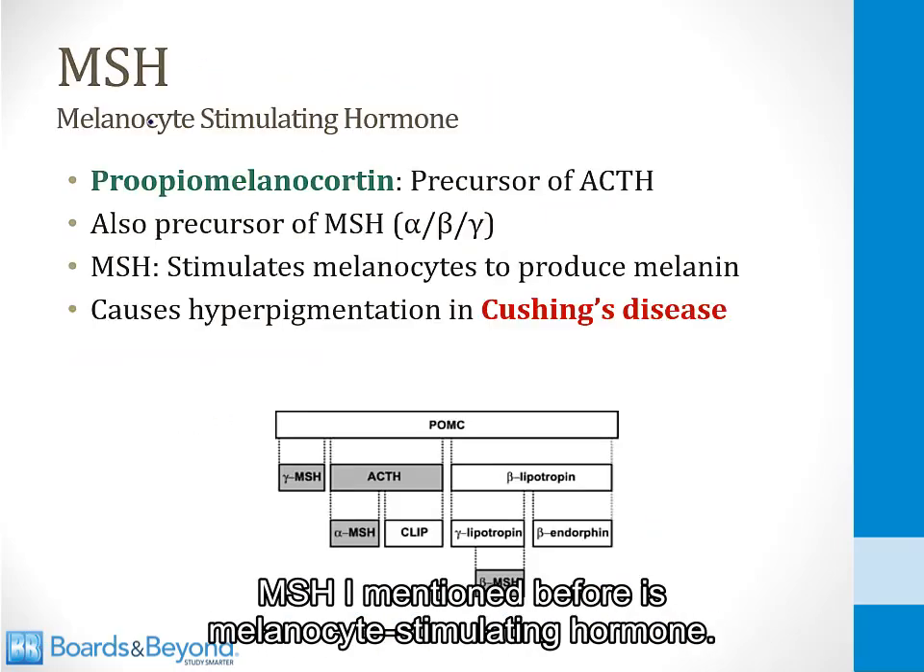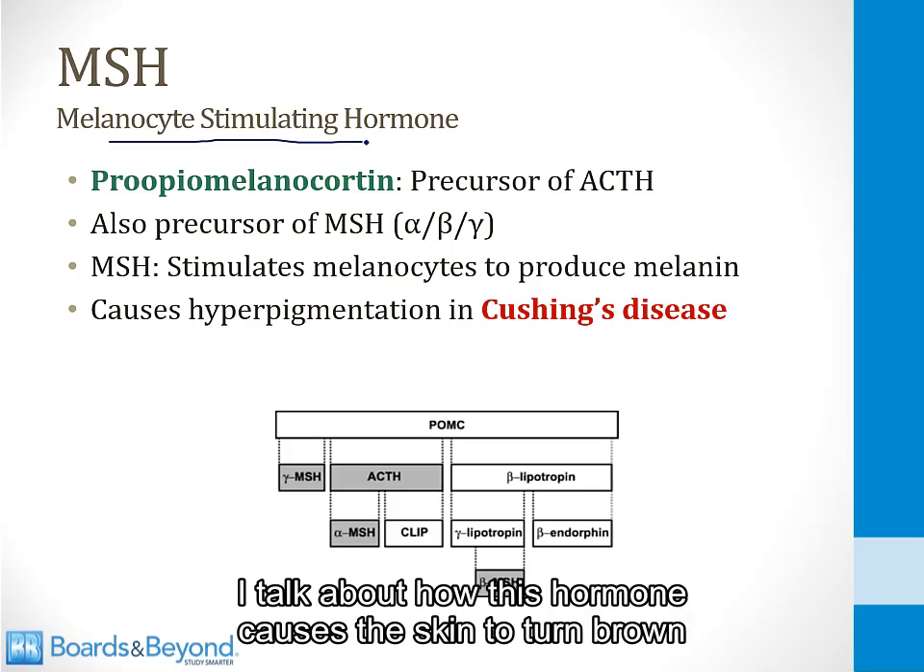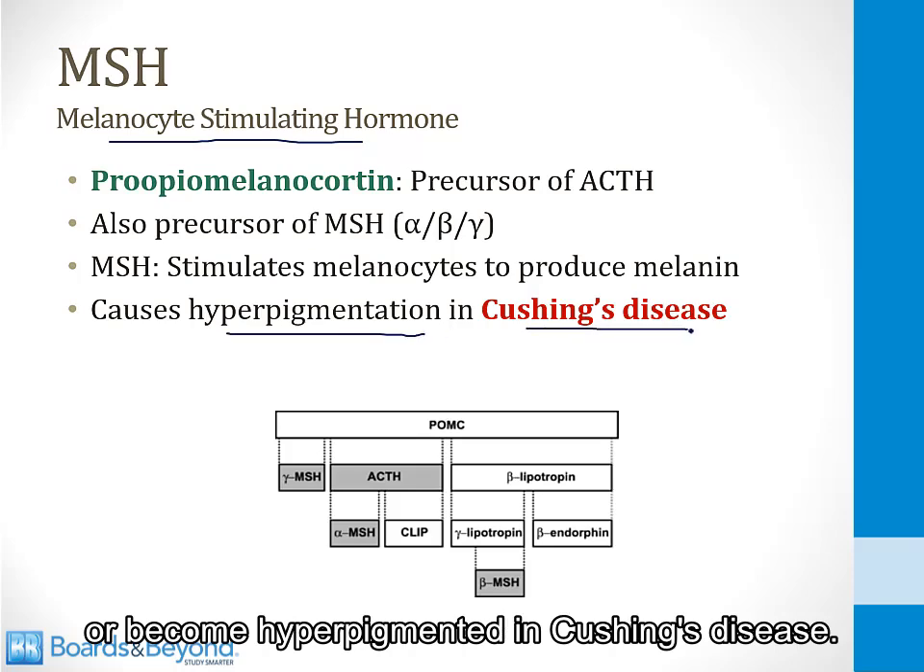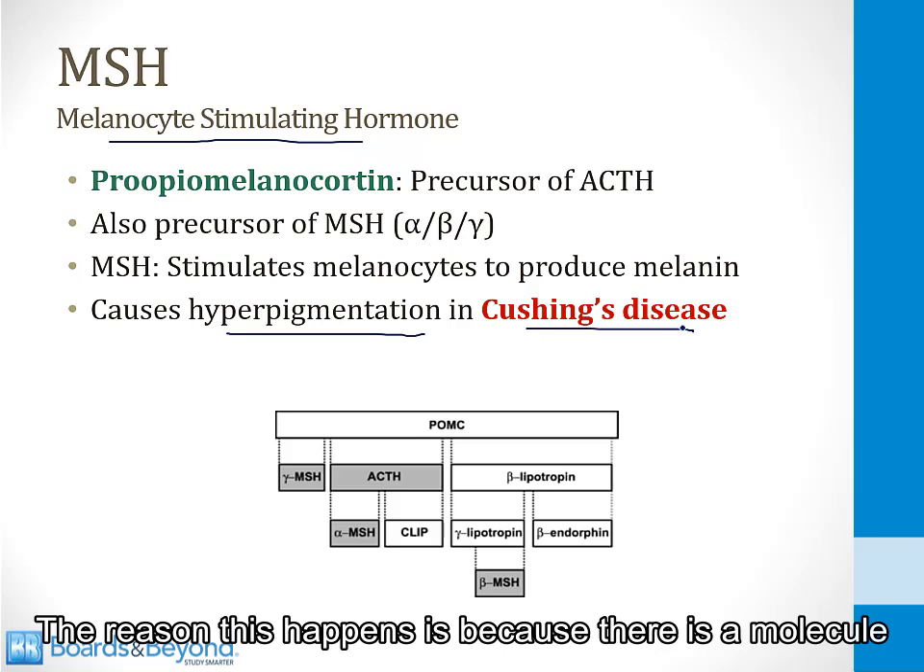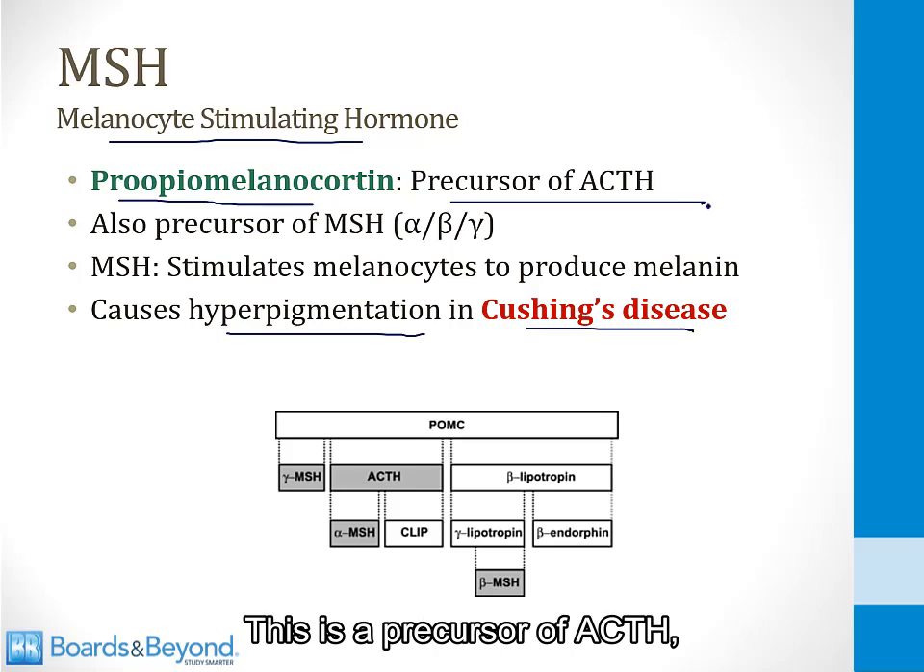MSH I mentioned before is melanocyte stimulating hormone, and in the video on adrenal disorders, I talk about how this hormone causes the skin to turn brown or become hyperpigmented in Cushing's disease. The reason this happens is because there is a molecule in the body called pro-opiomelanocortin. This is a precursor of ACTH, but it also is a precursor of MSH and all of its subunits.